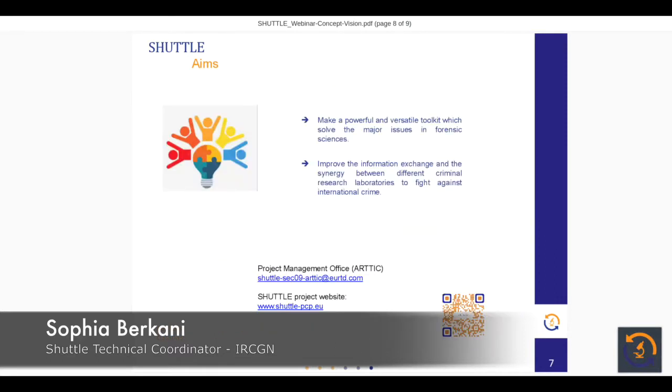So the purpose of making such a toolkit is to make a powerful and versatile toolkit which solves the major issues in forensic science and also improves the information exchange and the synergy between the different criminal research laboratories to fight against international crime.